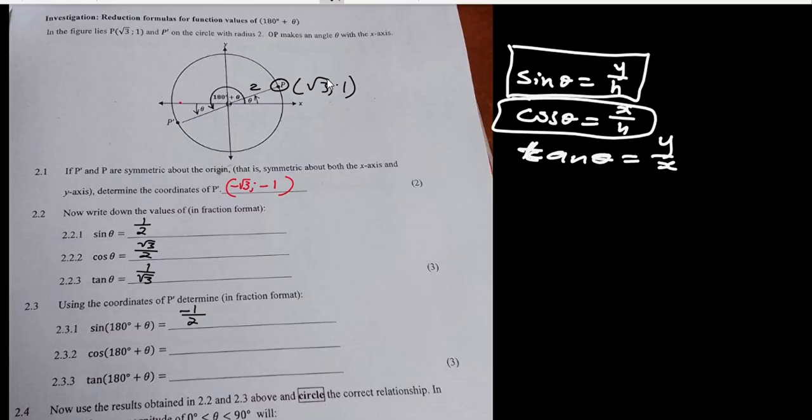And then for cos, your x value is going to be that, and then for tangent, your y value is like that, and then your x value, I mean, is going to be root 3. So this one you can see that it's going to be 1 over root 3 because these two are going to cancel each other out.